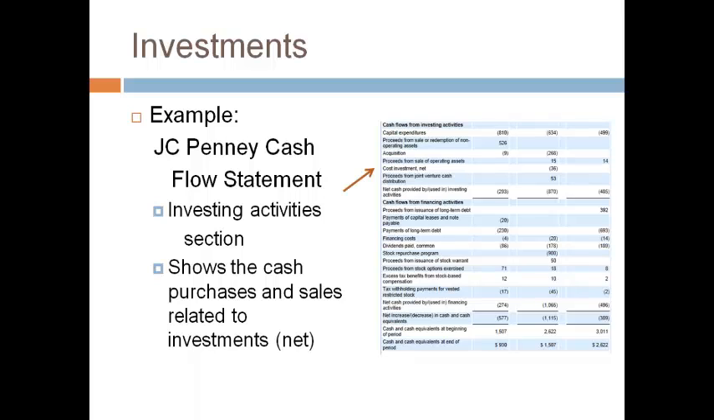JCPenney reports cost investments net and nets purchases and sales together because it is a very small amount. Amounts that were larger would be reported on two separate line items, one for purchases and one for sales.